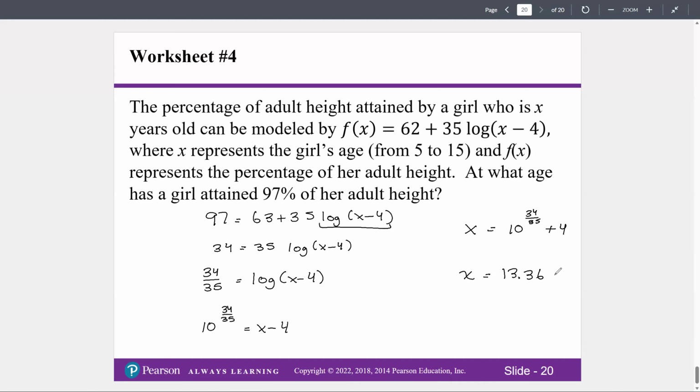So we're going to round this to 13.36 years old. If you want to, you can always plug that number back in and see if it actually is going to work. So when I plug it back in, I get, just a second, something's slightly off here. Okay, I just put a number wrong into my calculator, so you get 96.89, so very close to 97. So we have a very close answer here.